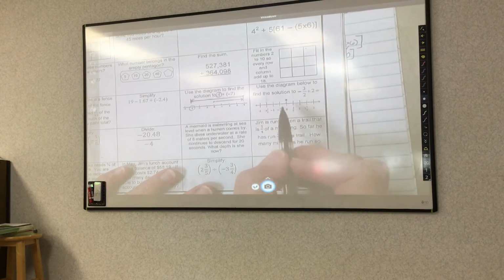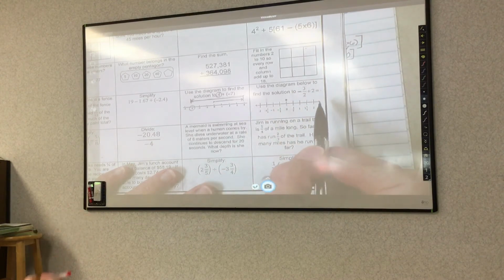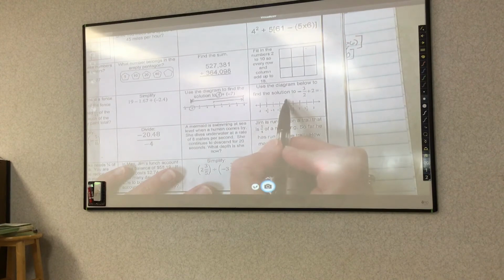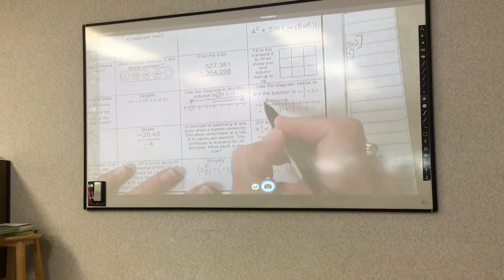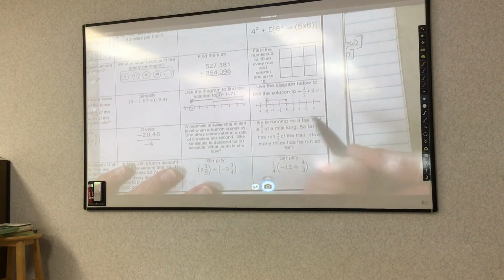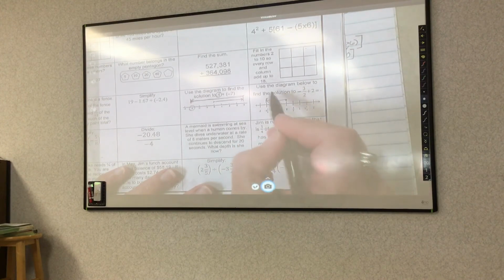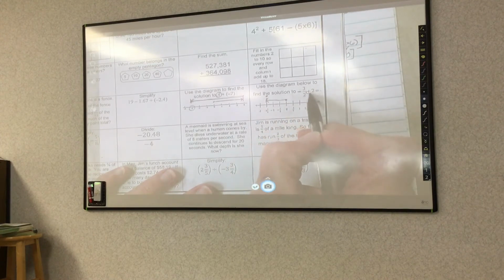So I'll be going to the left or to the right? Left, because it's negative. Negative goes left. So I stop there at the negative 1 and a half. Then I start there again. Then I look at my sign, I am adding. So if I'm adding, I'm gonna go to the right or to the left? Right. So now I'm gonna add 2 wholes.